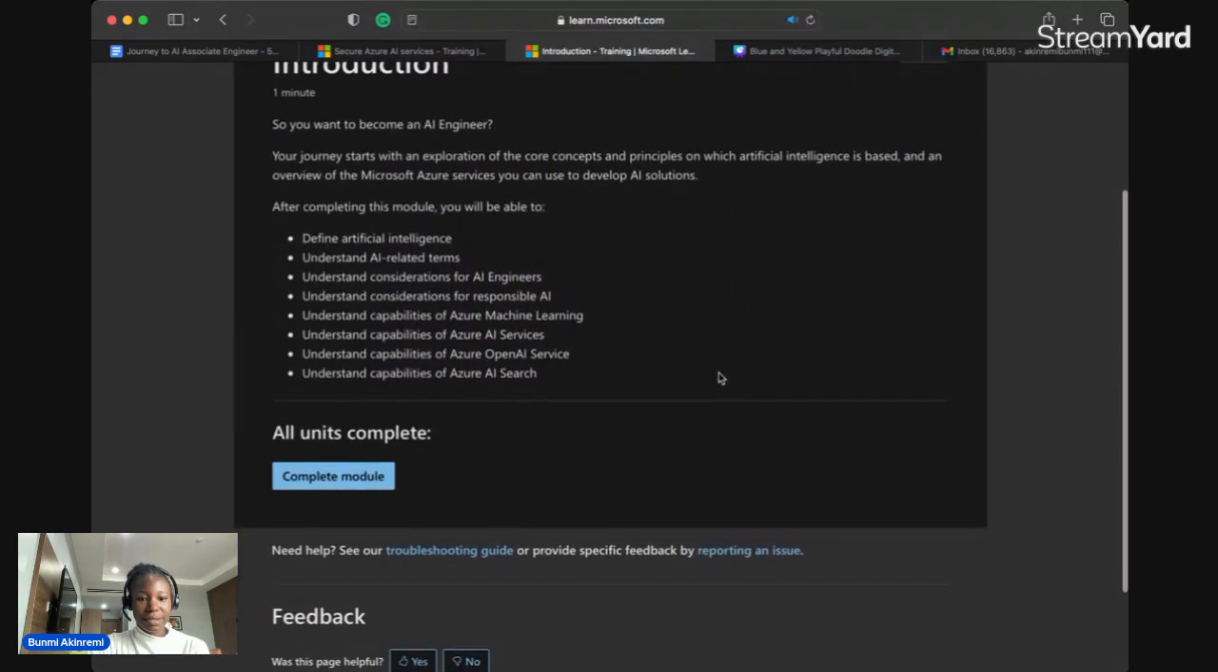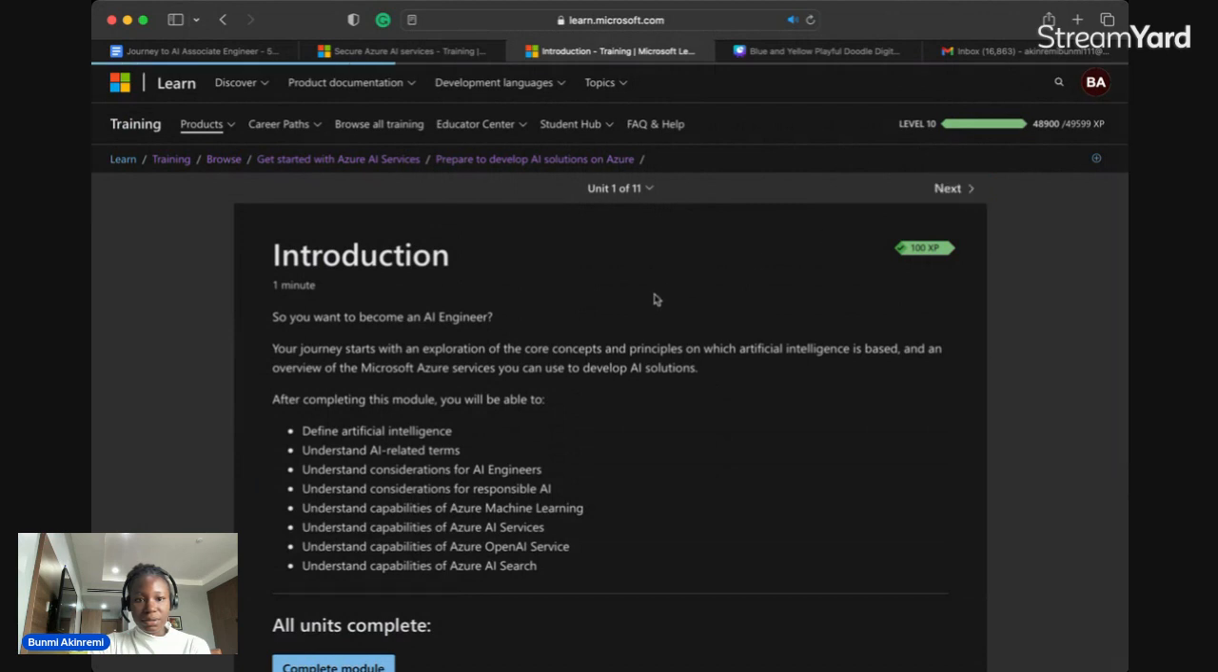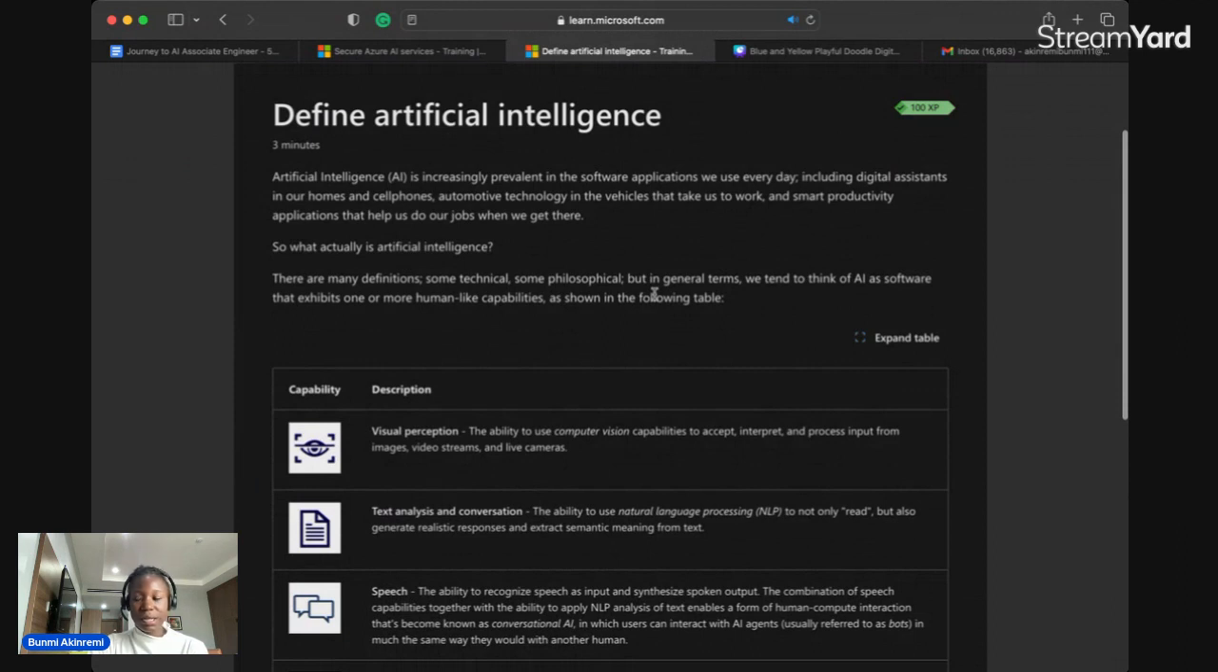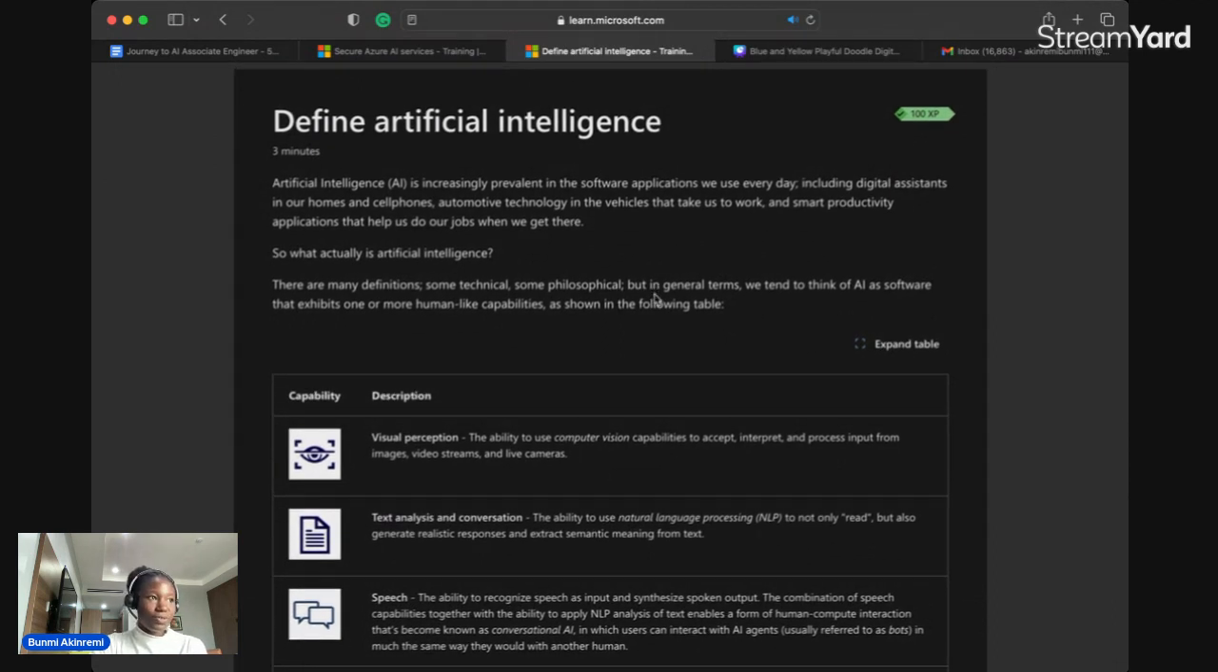What's AI? So AI has so many definitions, some from philosophy, some from its capability. If you take your time to read some papers on the topic, you'll be really surprised as to what different researchers and philosophers have defined AI to be. But just for the purpose of the certification, I'm just going to stick to what's on Microsoft Learn, and that is thinking of AI as a software that exhibits one or more human capabilities.